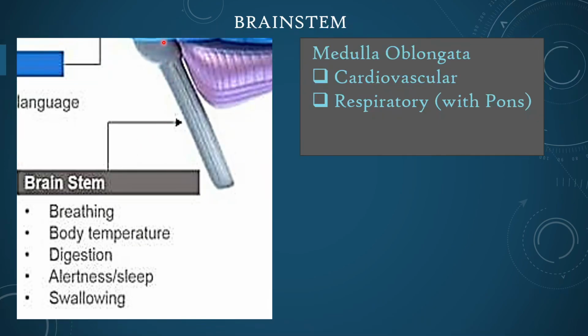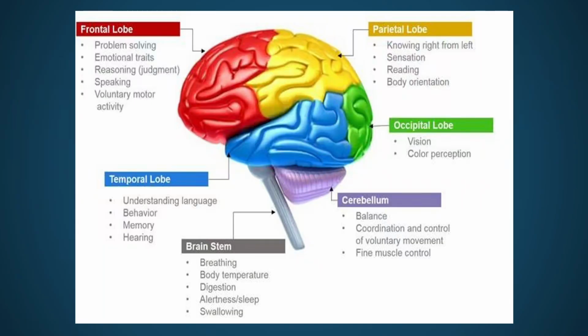Let's look at the brainstem right here. Brainstem, it controls breathing, body temperature, cardiovascular, respiratory with the pons. So if you have a brainstem injury, you're probably going to die. I mean, it's the worst part that can be injured in the brain, right? Because that's what controls the rhythm of your heart, controls the contractions of your heart, controls your diaphragm, all of it's there.